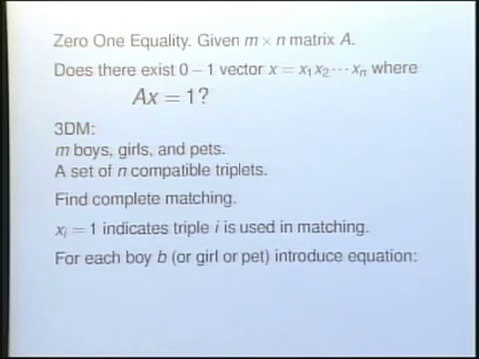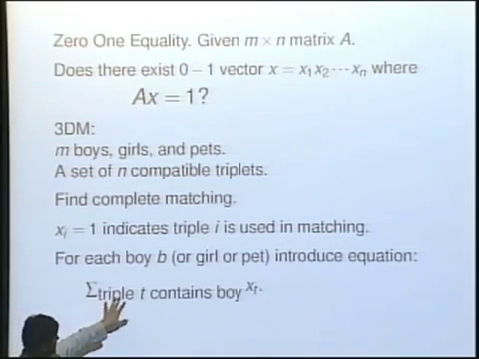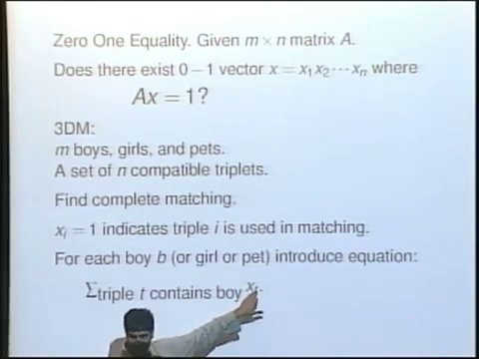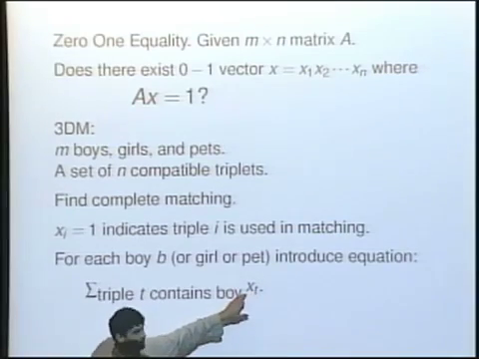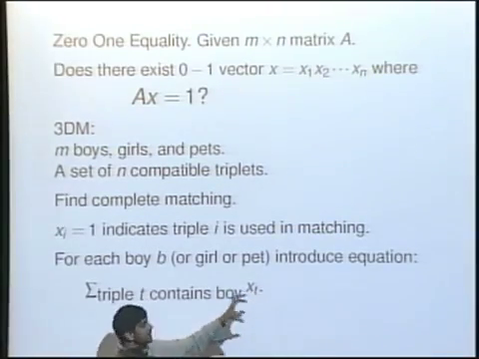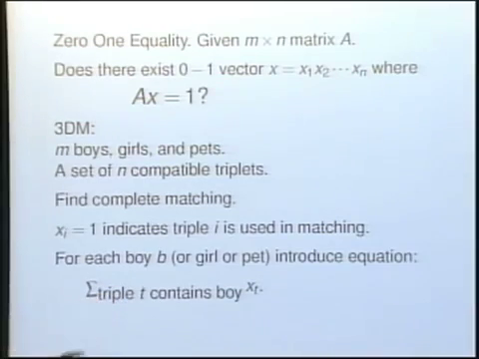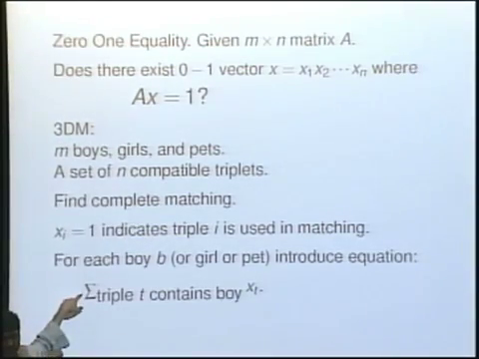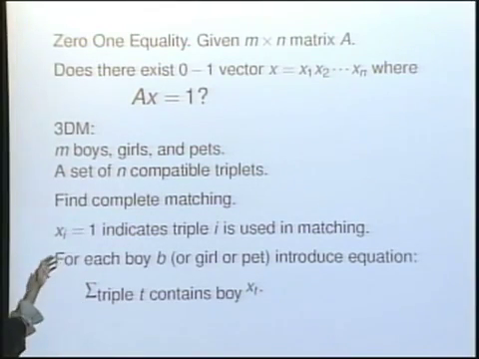For each boy or girl or pet, you're going to introduce an equation. What that equation says is: the sum over the triplets t that contain the boy of xt, the sum of these variable values over these triplets, should equal 1, because that's going to be your matrix. Does this make sense? This is a pretty straightforward reduction. It says xi indicates whether you use a triplet or not, and now for every boy, girl, and pet, exactly one of the triplets should be used.